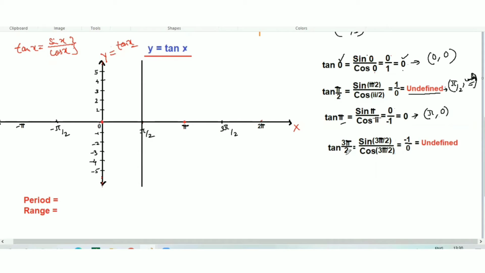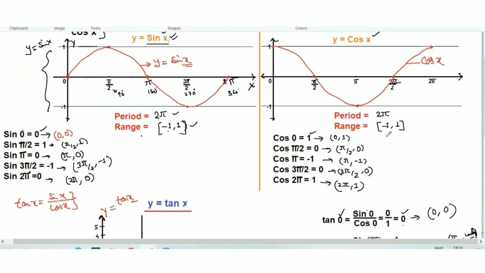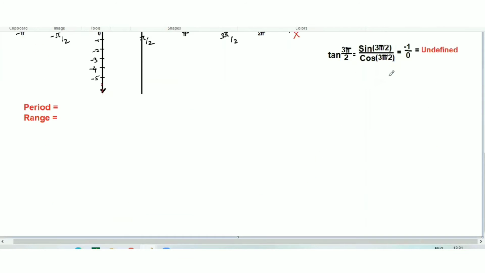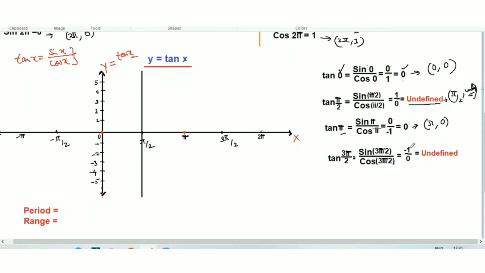So tan 3π/2 is equal to sin 3π/2 over cos 3π/2. Sin 3π/2 is -1 and cos 3π/2 is 0. Let's see the graph. Sin 3π/2 is -1, and cos 3π/2 is 0. So here -1 over 0, which is also undefined. Anything over 0 is equal to undefined.